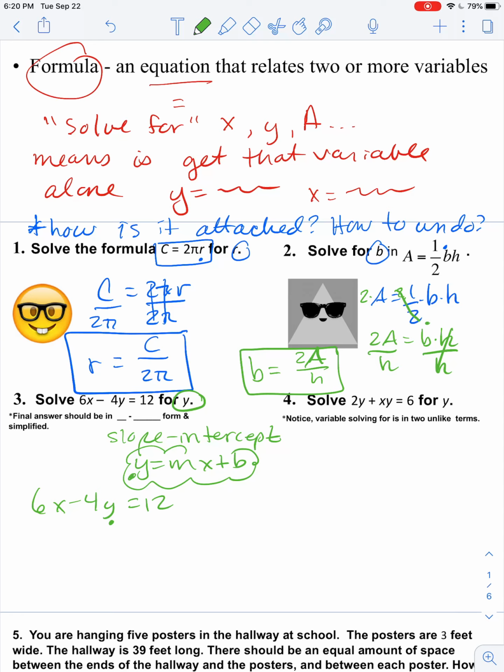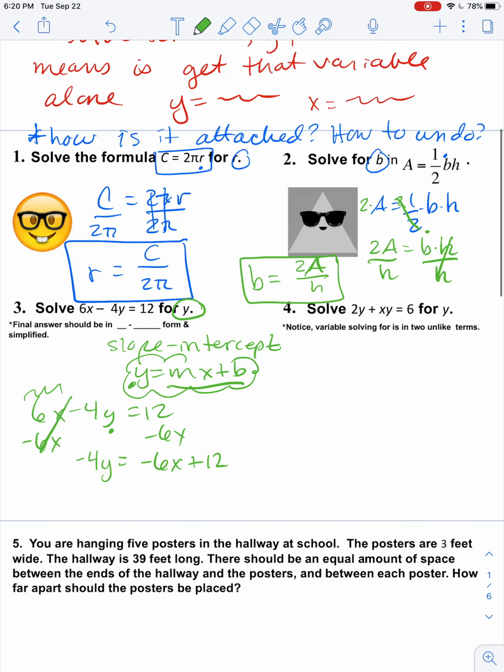So to get the y alone, I can't get rid of the negative 4 first because it's attached. So that's going to actually be the last thing to leave. The first thing to leave would be this, which is a positive 6x. So I'm going to remove it by subtracting it to the other side. Keeping in mind that my goal is to have this formula. So I currently have negative 4y, and then I'm going to put the negative 6x in front of the positive 12 that was already there because that's getting me closer to the mx plus b.